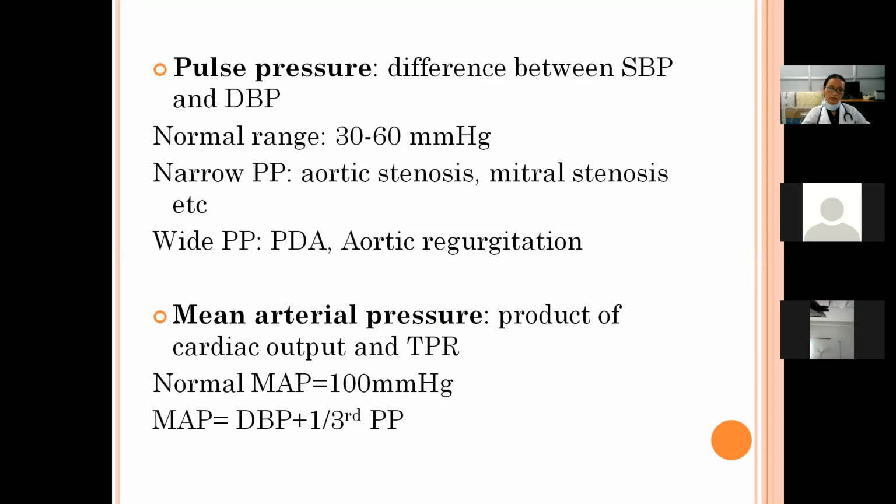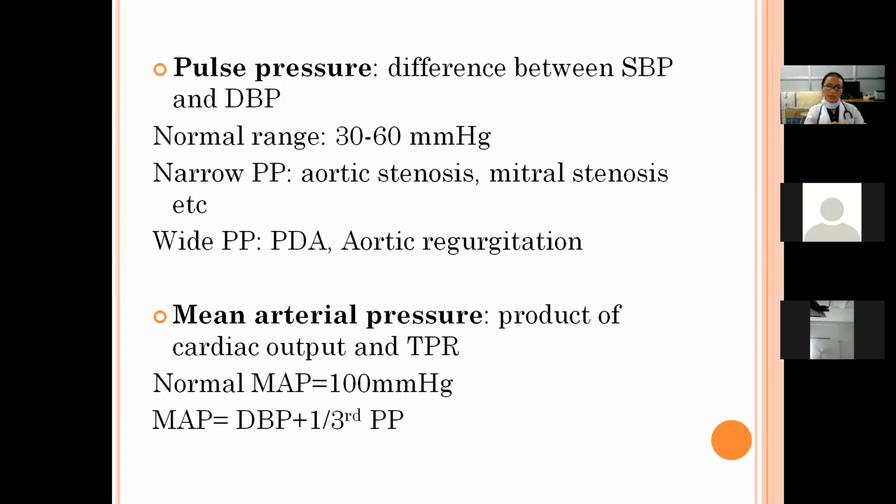Just a briefing about the pulse pressure and the mean arterial pressure. The pulse pressure is the difference between the systolic and the diastolic blood pressure. The normal range is 30 to 60 millimeter mercury. It is important because you might have a normal systolic or a normal diastolic blood pressure, but the pulse pressure might be varying and will indicate the illness that the child might be having. Some conditions in which you see a narrow pulse pressure are aortic stenosis and mitral stenosis. The wide pulse pressure will be seen in conditions like patent ductus arteriosus and aortic regurgitation.